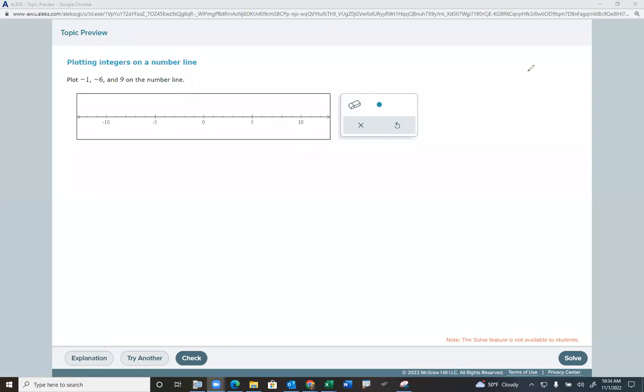All right, everybody, let's get into it. How do we plot integers on a number line?